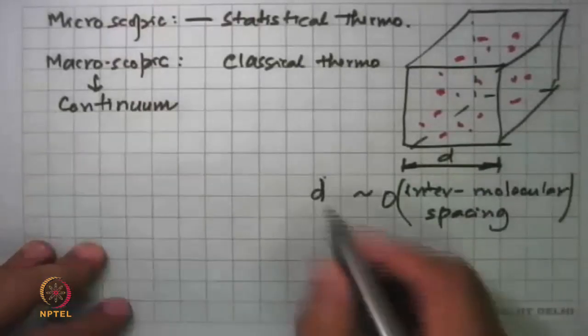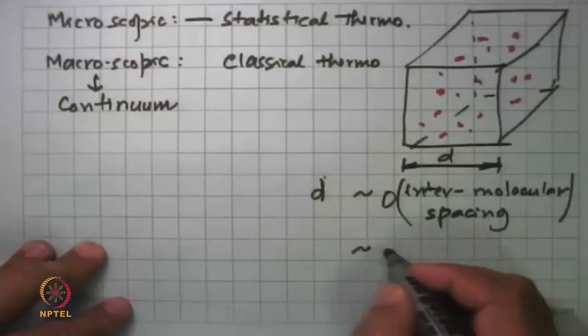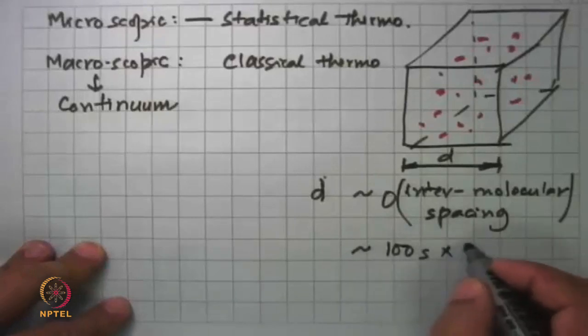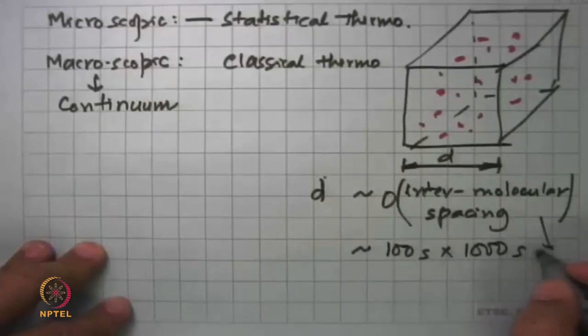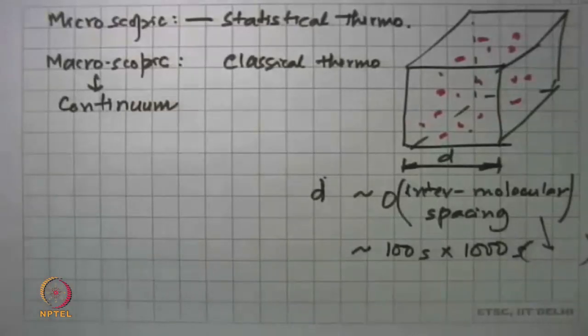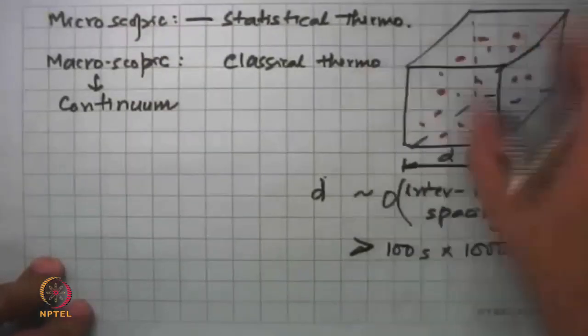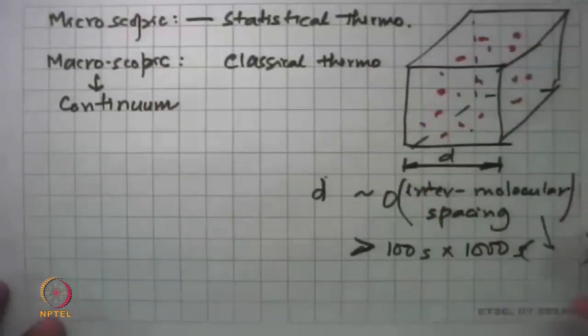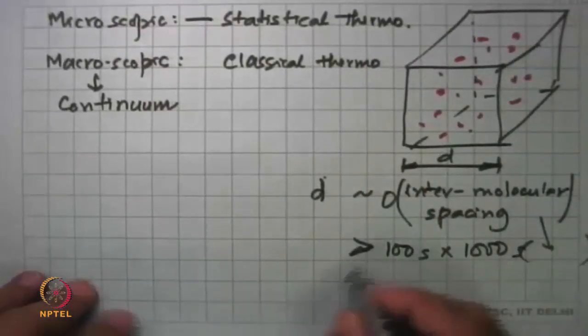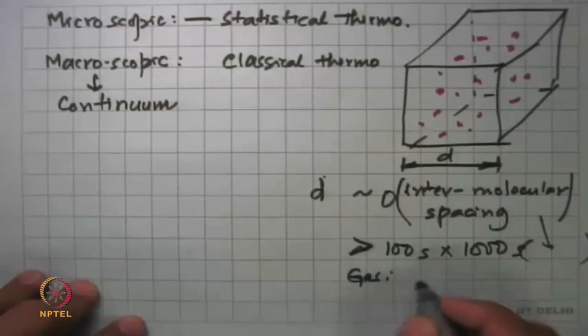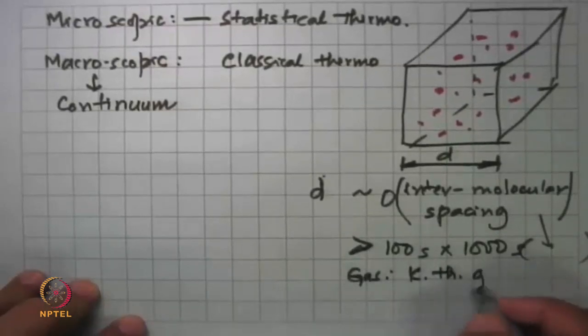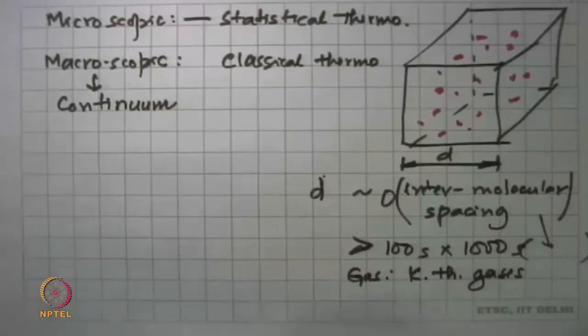In our case, we say that D is of the order of hundreds or maybe thousands of the intermolecular space, or even more. So the individual atoms and molecules do not matter. We take all of them together and assign certain properties to them. In the cases of gases, we have the well-known kinetic theory of gases. It's a very, very powerful tool to look at many aspects of what we see in the real world, including things like chemical reactions.